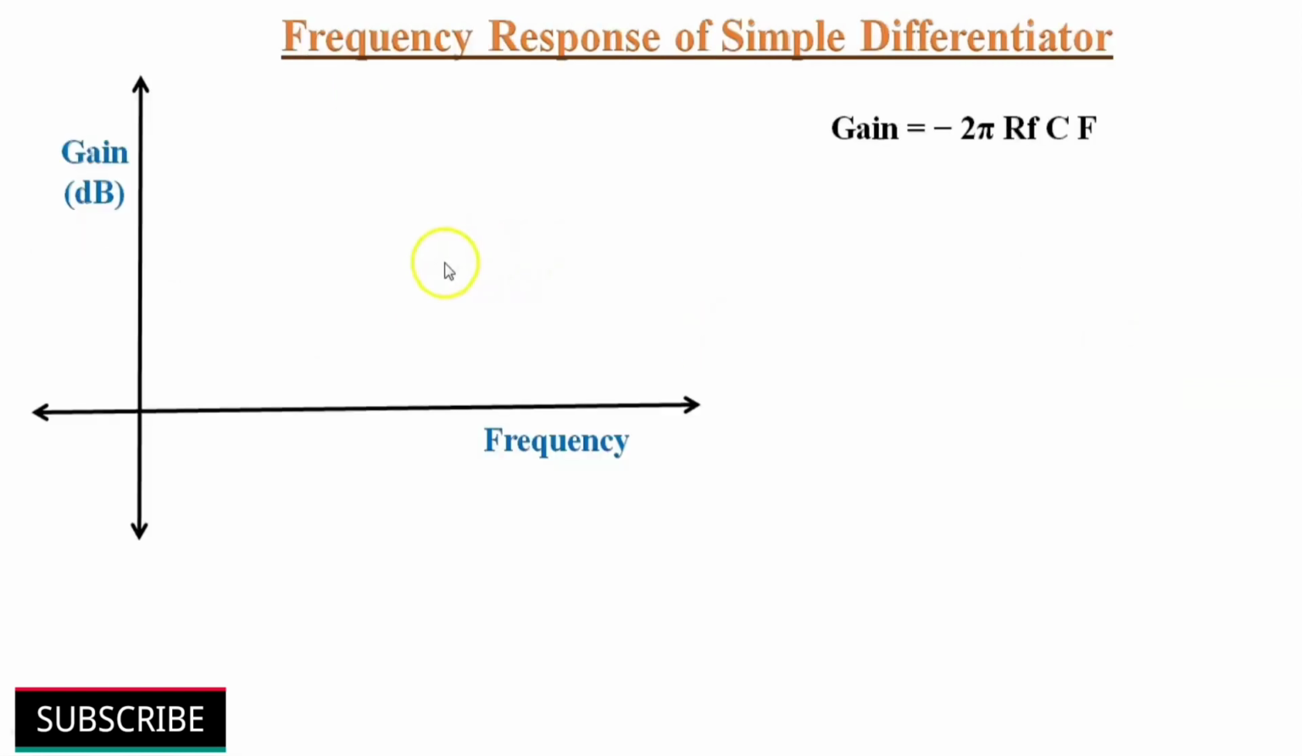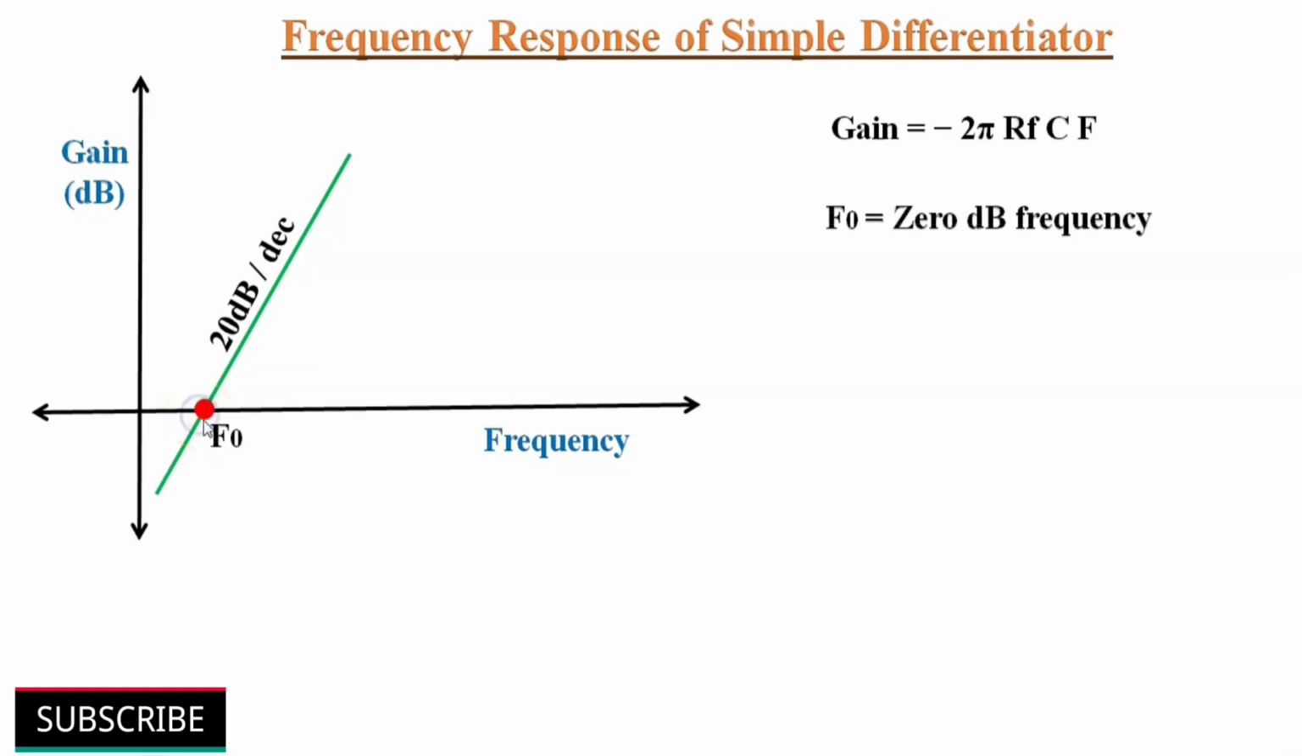If you observe the frequency response of the simple differentiator, it will look like this. The gain of the differentiator circuit directly depends upon the frequency of the input signal. Hence, for DC inputs where the frequency is 0, the output is also 0. As the frequency of the input signal increases, the gain of the differentiator will increase at a rate of 20 dB per decade. And at one particular frequency, the gain of the differentiator becomes 0 dB. That frequency is known as the 0 dB frequency or F0.